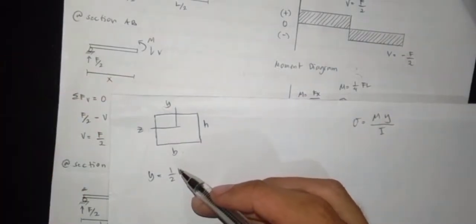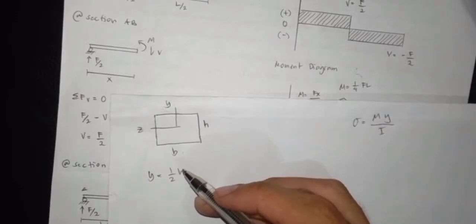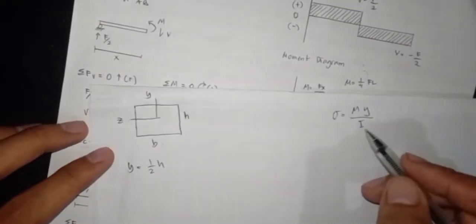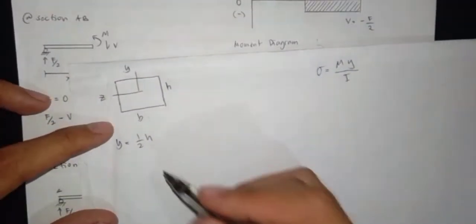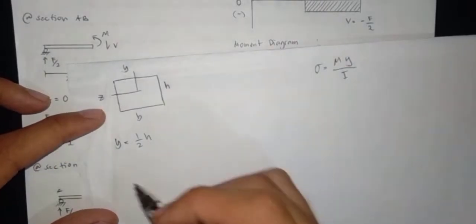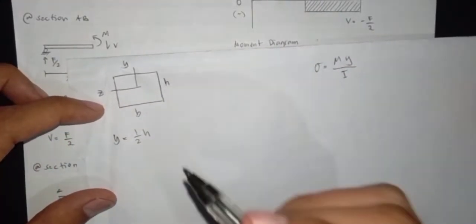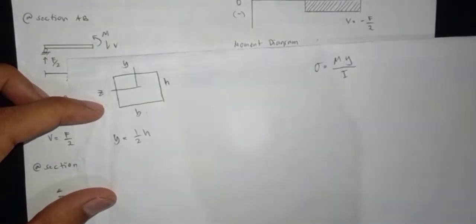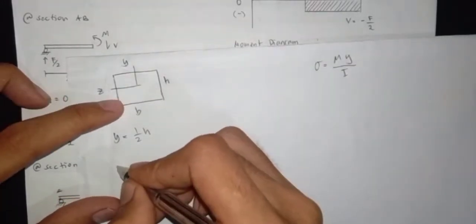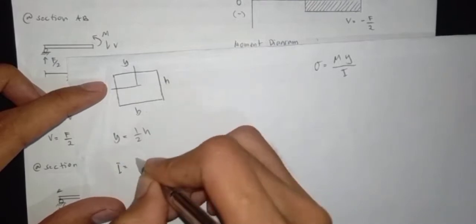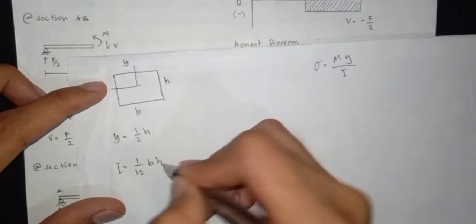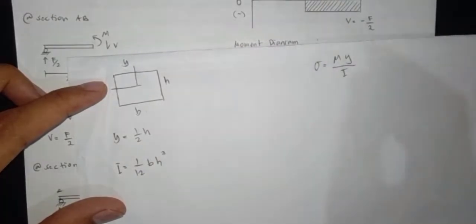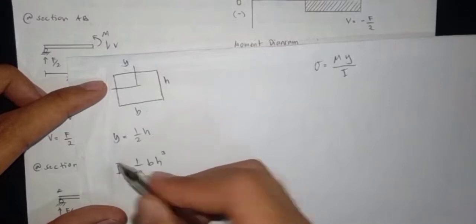So sunod naman is yung value ng I natin. Ito. So para makuha yung value ng I natin is we just put the formula of area moment of inertia about z-axis. Yung formula na yun is ito siya: 1/12 base times height to the third power. So yan. Meron na tayong value ng I.